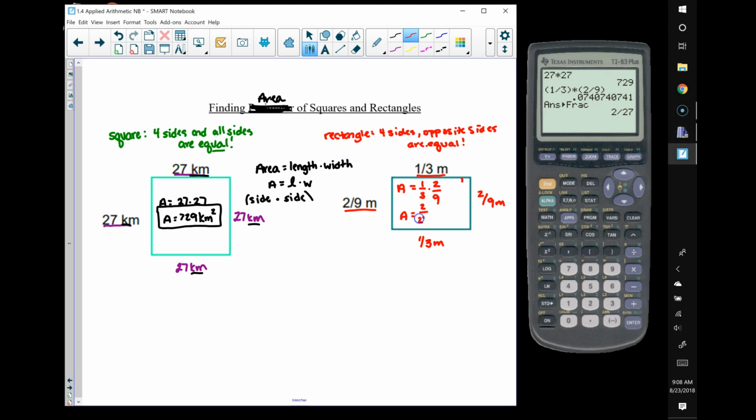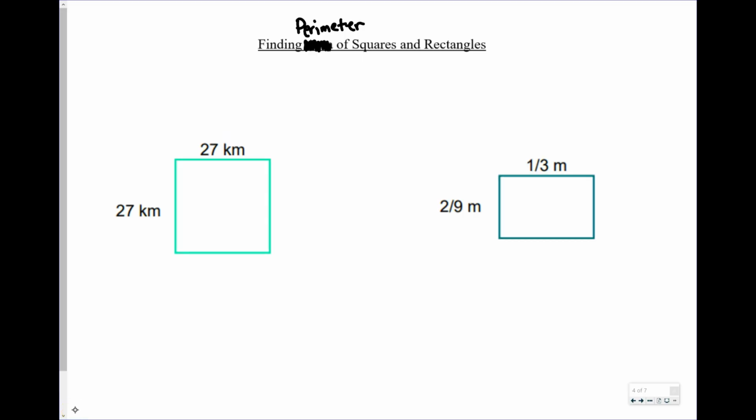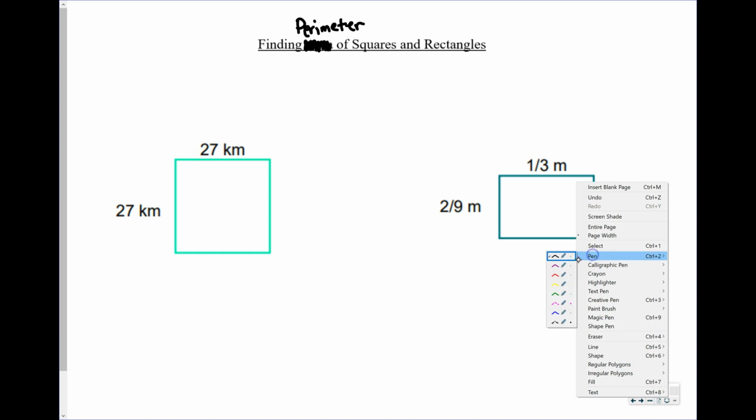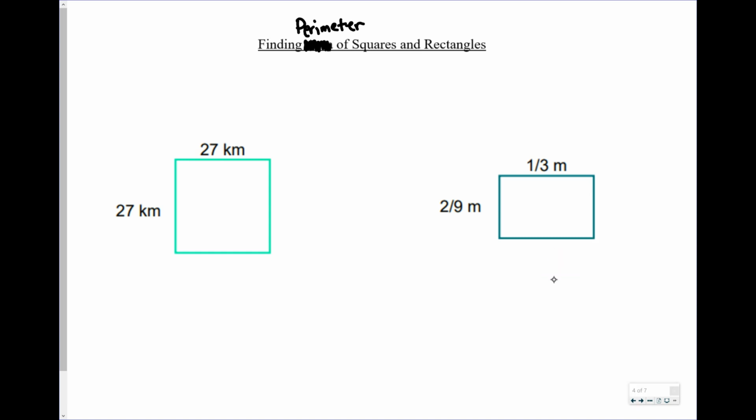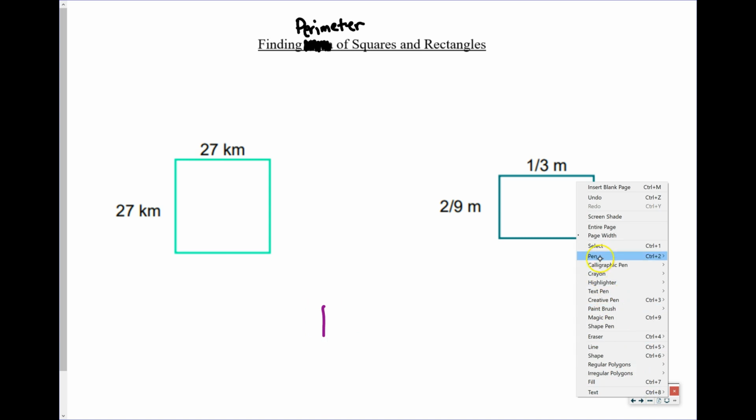Again, do not forget to put the unit. In this case, it's meters, so meters squared. Okay. The next thing in this learning target is talking about perimeter. So perimeter of squares and rectangles are done the same way. The difference between perimeter and area is while area is a multiplying problem, perimeter, you're just adding up the sides around it. If I were building a fence, remember my green fence that I had in my yard?